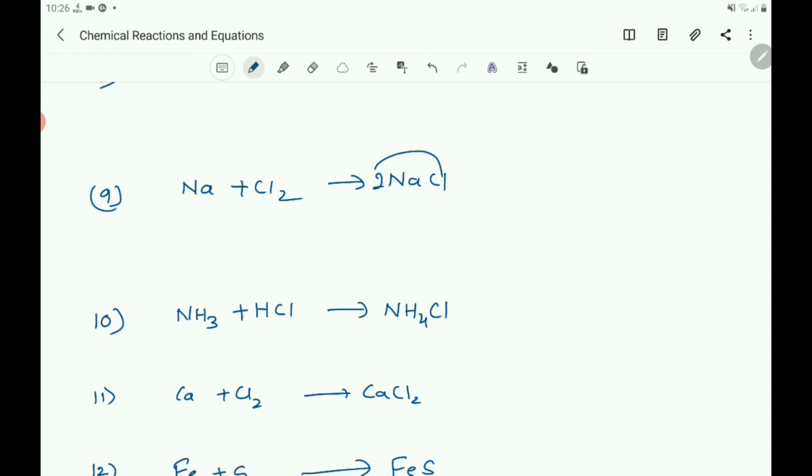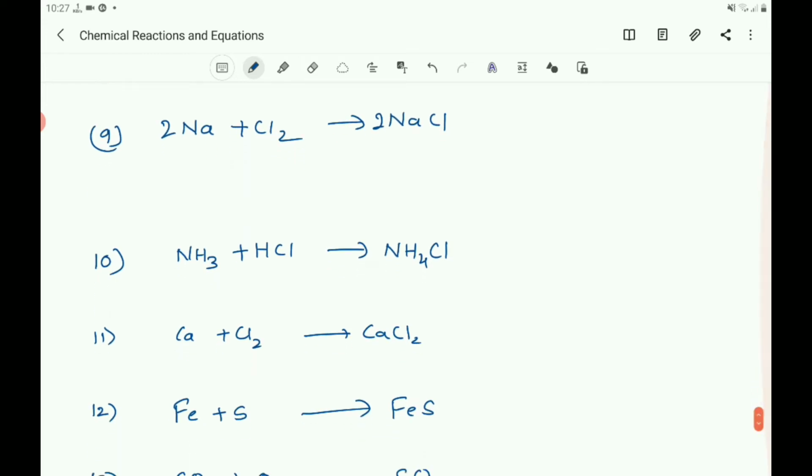Now Cl2 atoms you got on the product side, but here you got 2 sodium atoms on the product side. Now here you have to multiply this by 2. So you got 2Na plus Cl2 gives 2NaCl, which is a balanced chemical equation, and also it is an example of the chemical combination reaction.